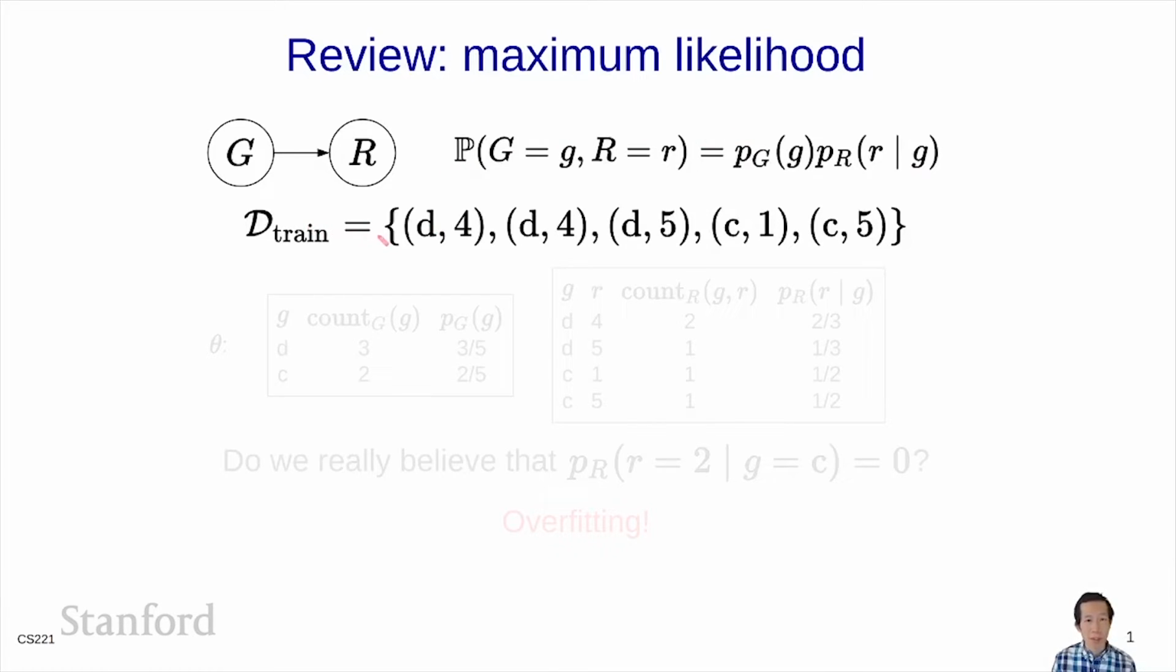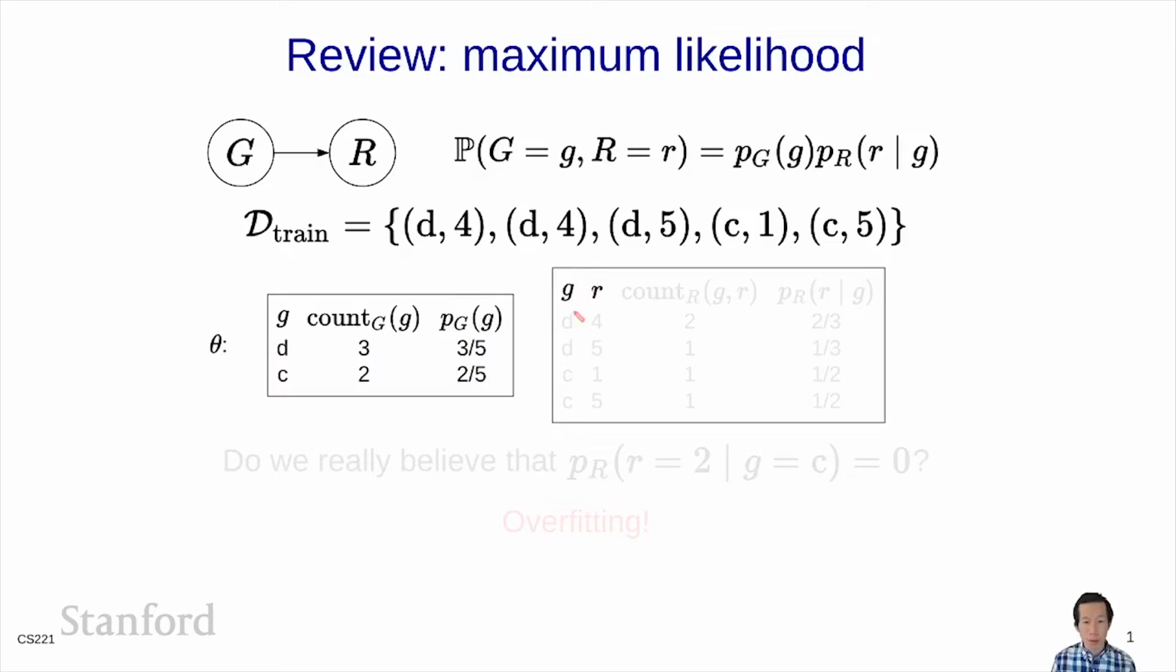Suppose we gather 5 data points here. And the way that maximum likelihood estimation works is by counting and normalizing. The parameters here are probability of G, and for that, I'm going to count the number of times G shows up and normalize. And for probability of R given G, I'm going to look at the number of times each of these configurations shows up, and then I'm going to normalize each one conditioned on the value of G.